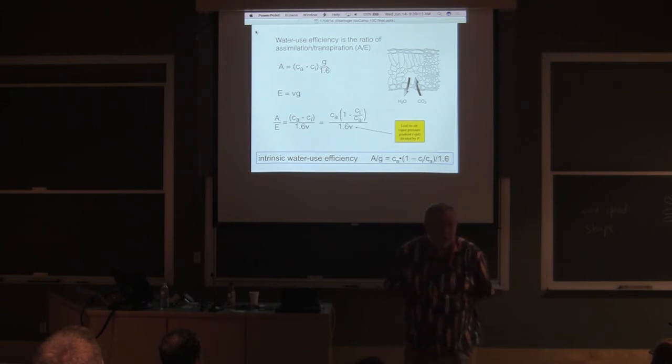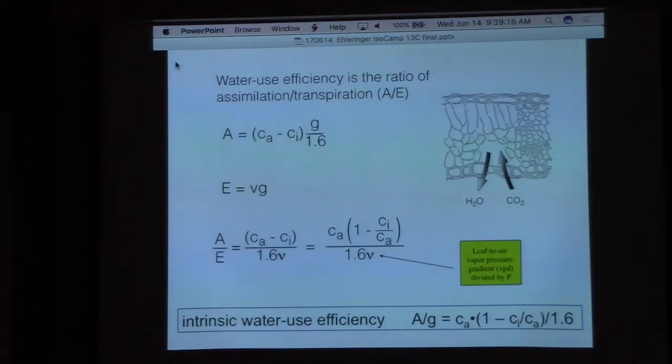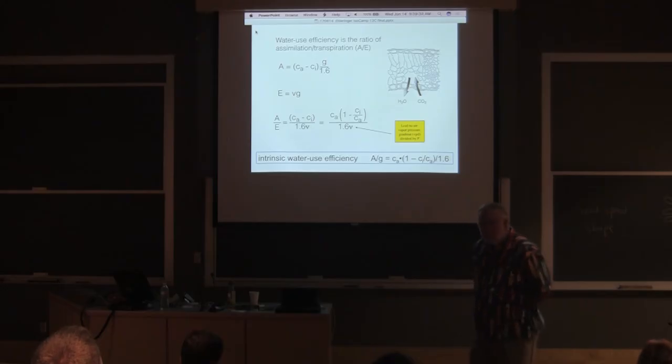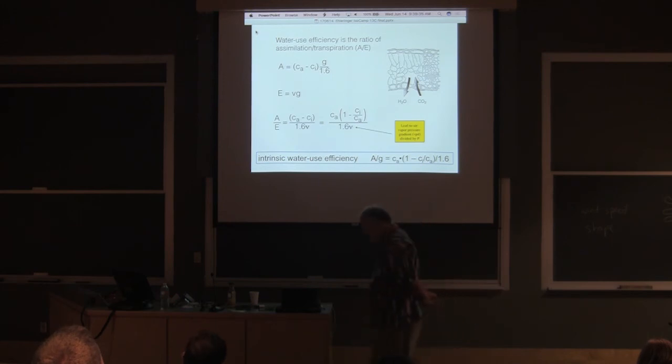So instead, if you want to use this term to describe some aspect of what people might call efficiency or regulation of water use, we ask that you use the term intrinsic water use efficiency, which is defined as A divided by g. If you take the term A divided by g, you see that there's a Ci/Ca in there, and that gets you your direct tie to carbon isotope ratio. So just be careful if you want to say that this is a water use efficiency.